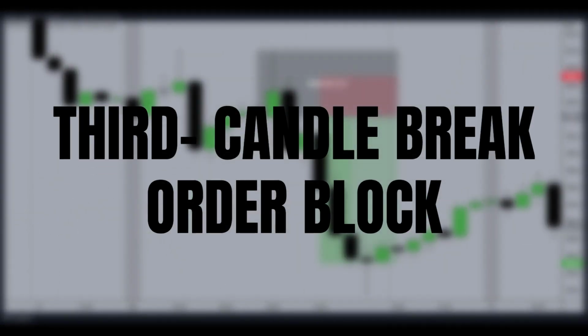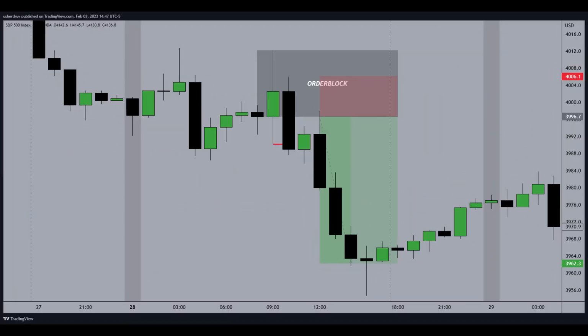Now, let's talk about the third order block, which is the candle break order block. A candle break order block happens when a candle takes the low of another candle and closes away from the previous candle's range. That previous candle is called the candle break order block.